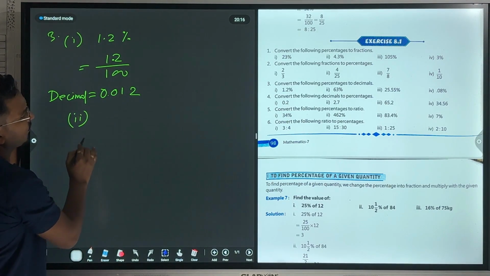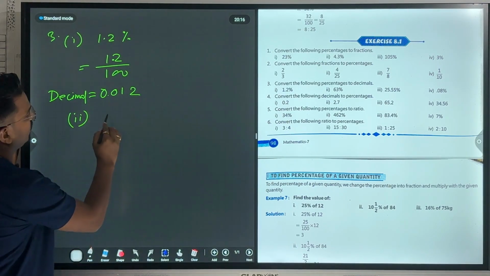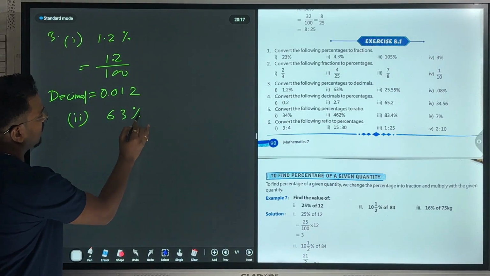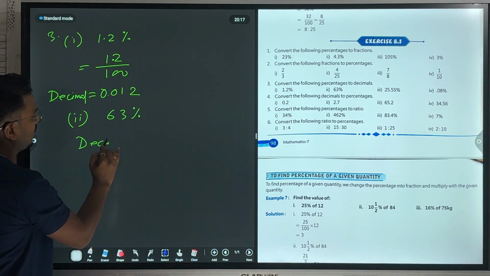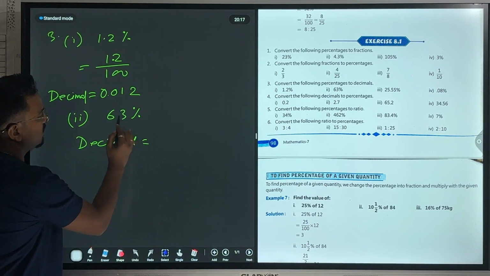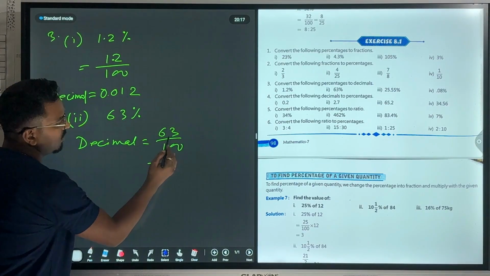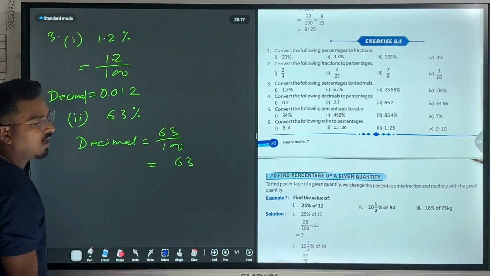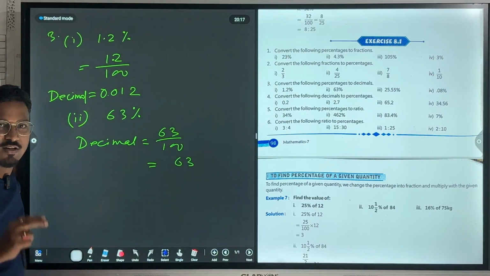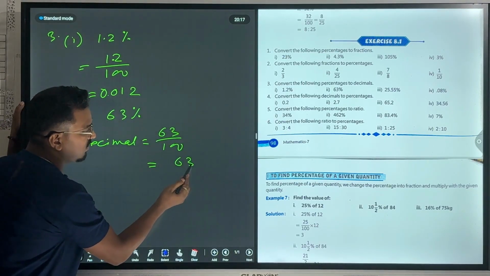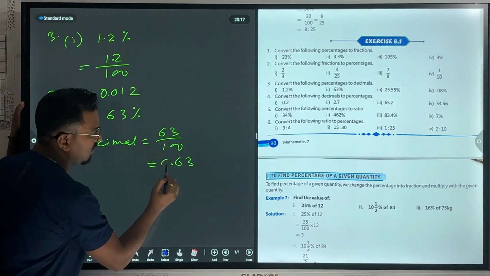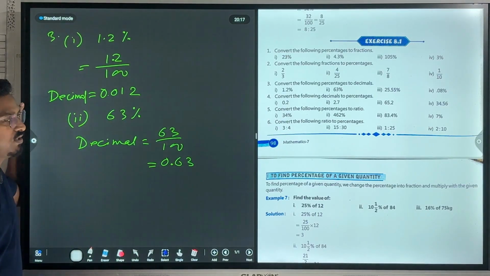Next is given 63%. So, if you want to convert into decimal, then this 63% can be written as 63 by 100. So, you just write down the number. How many zeros are there? 2 zeros are there. So, after 2 digit, you just put the decimal. So, it will become 0.63. Okay.